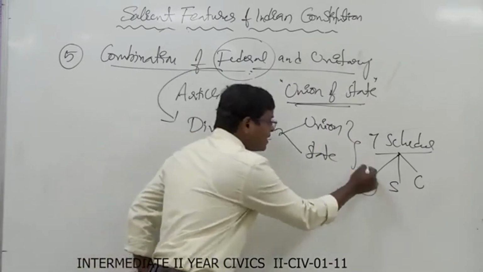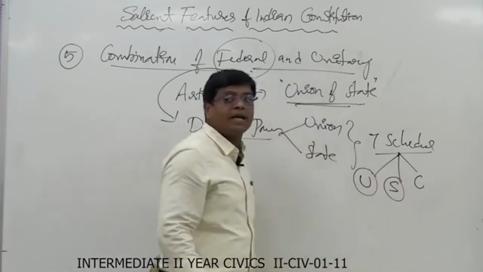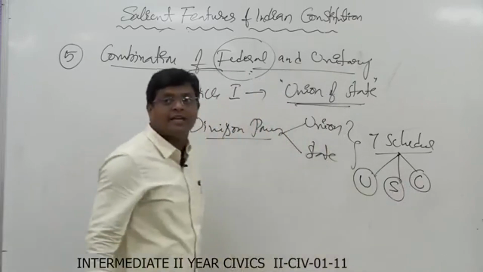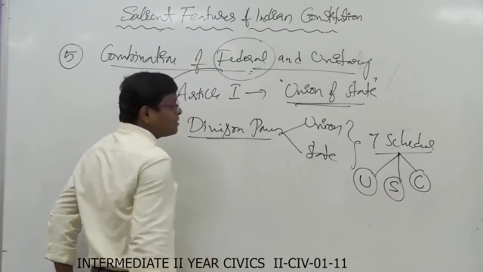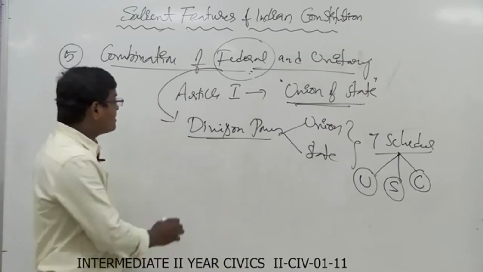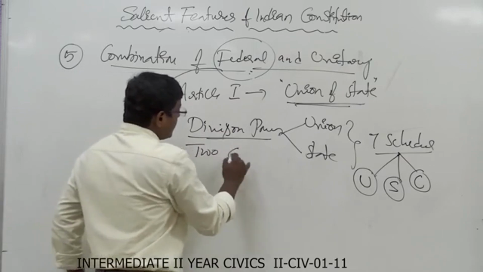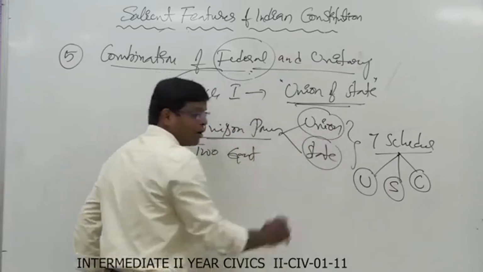On the union list, the union government enjoys the powers. On the state list, the state government enjoys the powers. On the concurrent list, both the union and state enjoy the powers. That's why the division of powers exists in India. At the same time, there are 2 governments: union government and state government.